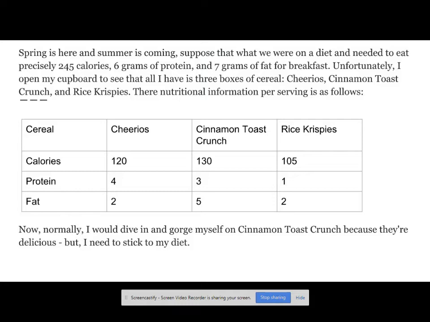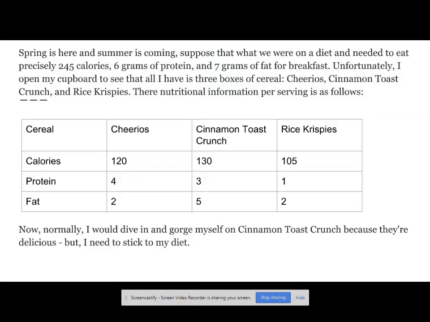And normally, without this new fad diet, they just dig into the Cinnamon Toast Crunch because they're awesome. And that's true, I can't deny that. But they need to stick to their diet. So they need to work out how much of each of these cereals they should mix and match to get exactly 245 calories, exactly 6 grams of protein, and exactly 7 grams of fat. They're not purists. They have no problem combining some cereals together and making a fun breakfast.